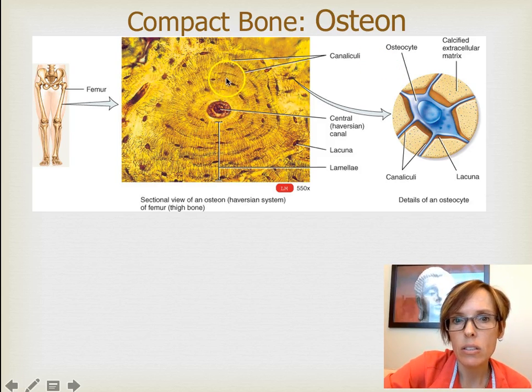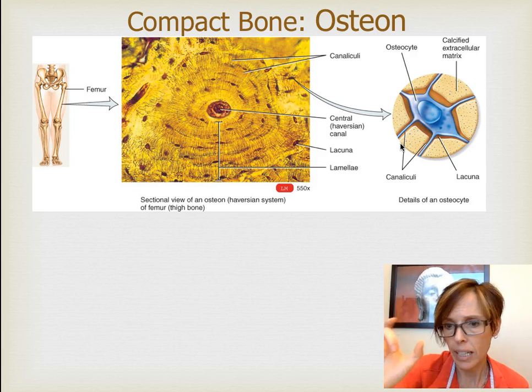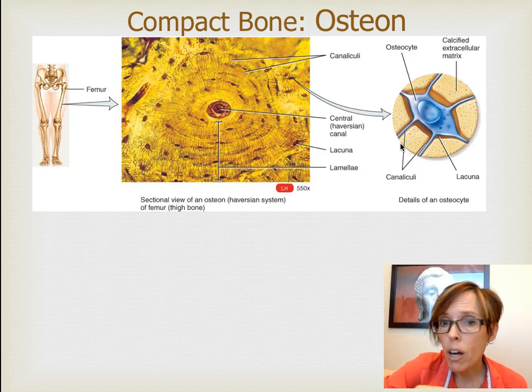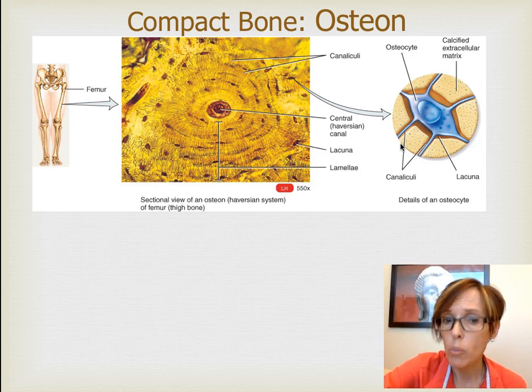So you can see all these tiny little stripes almost, and those are the canaliculi. Those are these tiny little canals, canaliculi, like little canals, going into that Haversian canal. So these cells can then exchange nutrients and waste with that blood vessel.